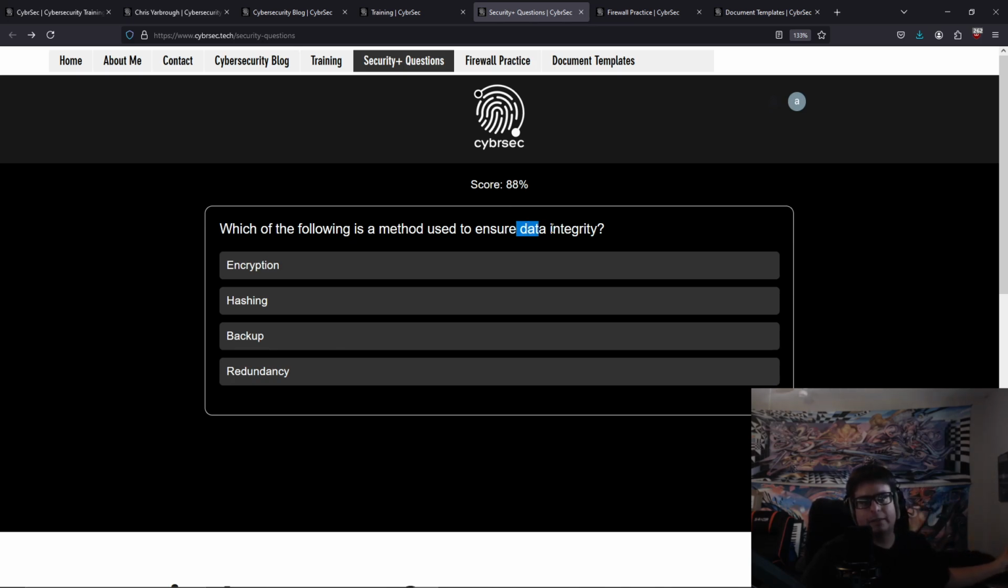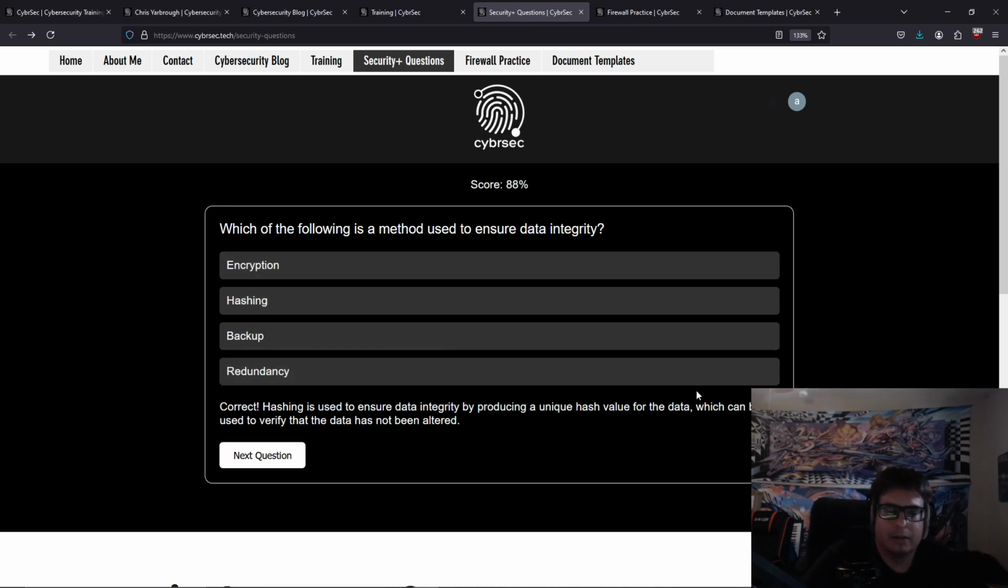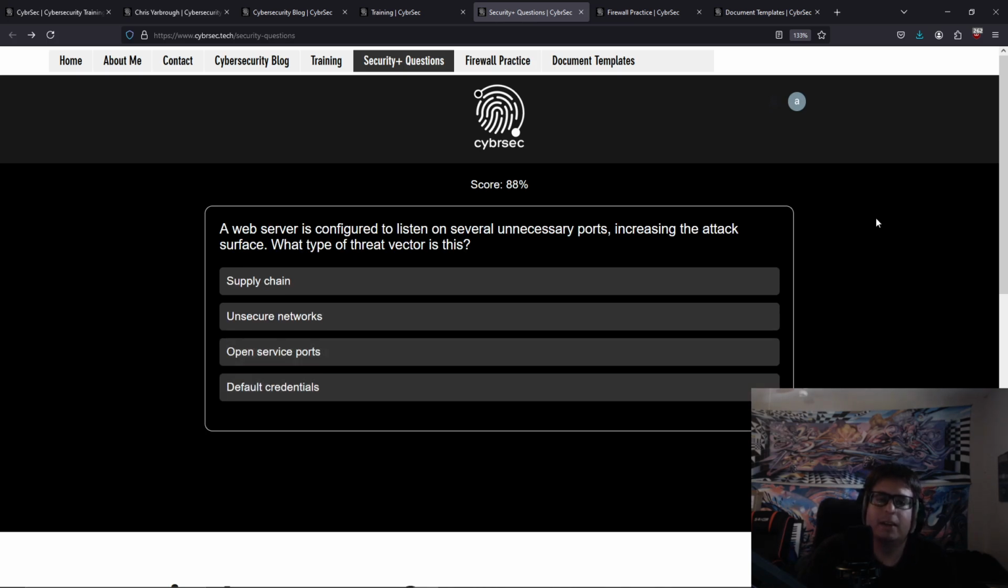Data integrity. So that's always going to be hashing. Integrity is hash. Hashing is used to ensure data integrity by producing a unique hash value for the data, which can be used to verify that the data has not been altered. How many questions has this been, Chris?